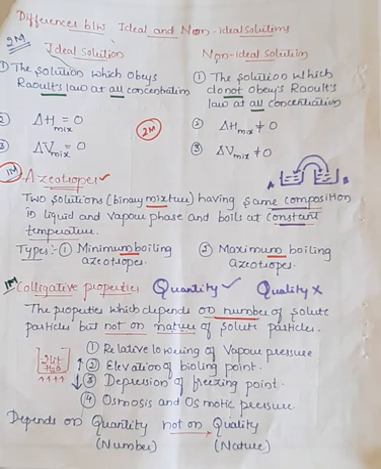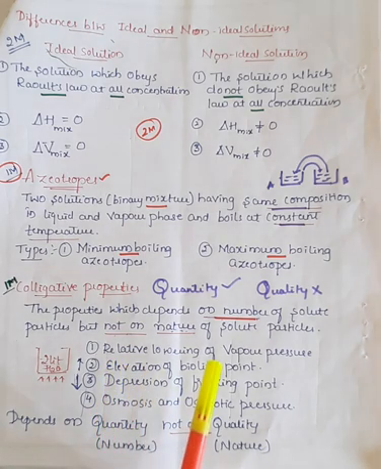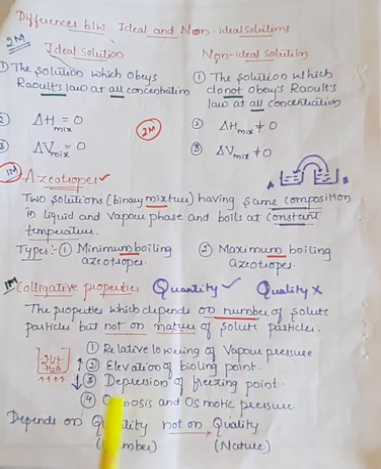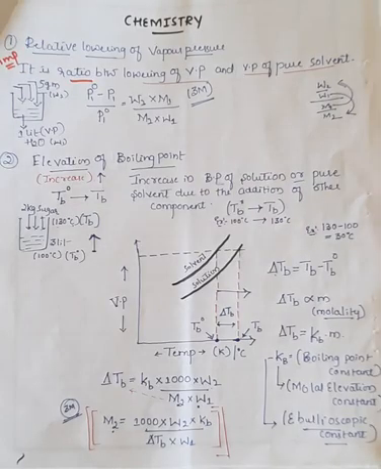Regarding that, we will further study the four important colligative properties. Remember, you will get a 3-mark problem-based question from any of these, right? One is relative lowering of vapor pressure, the second is elevation in boiling point, the third is depression in freezing point, and the fourth is osmosis as well as osmotic pressure.